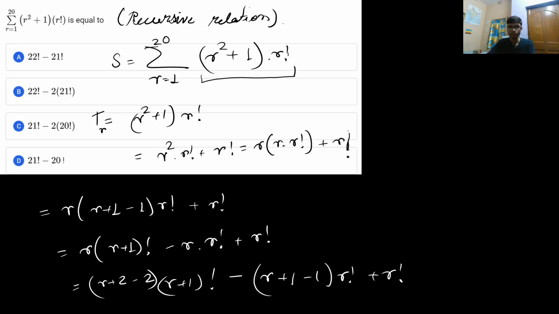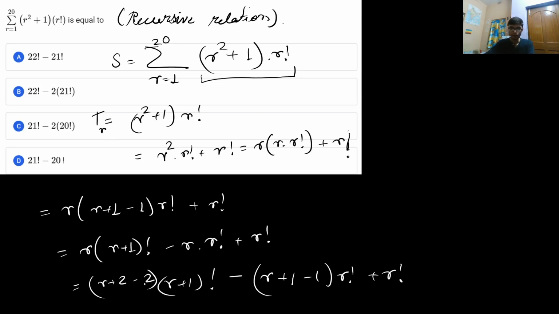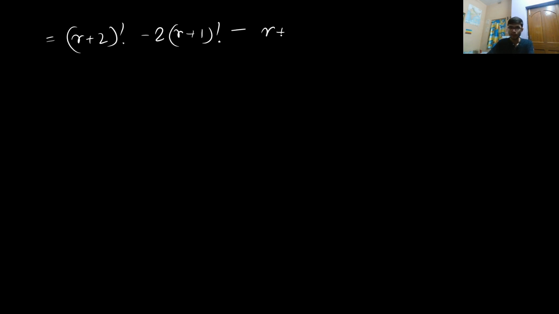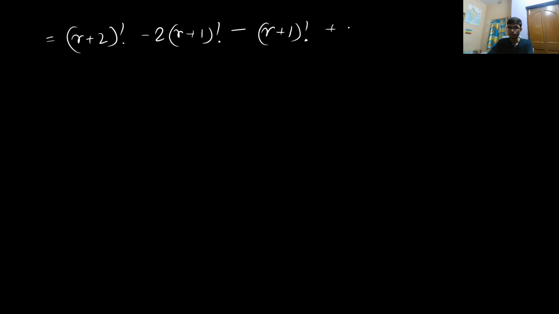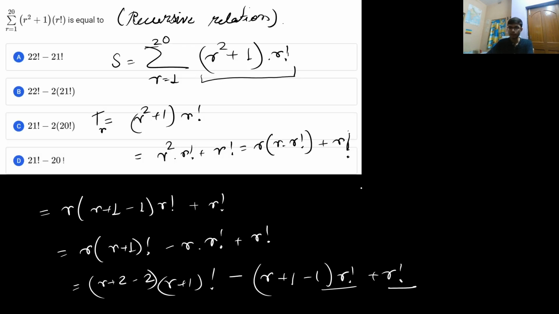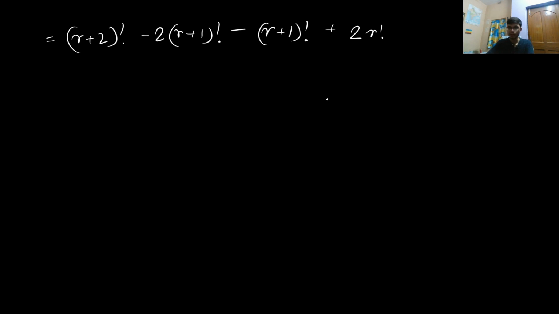So if you evaluate this, it becomes r plus 2 factorial minus 2 times r plus 1 factorial. Then this becomes again minus r plus 1 factorial, and plus r factorial from here and r factorial here, this will become plus 2 times r factorial. I hope this particular step was very clear.